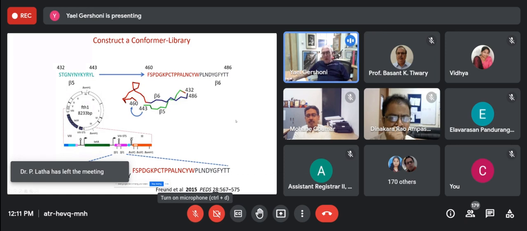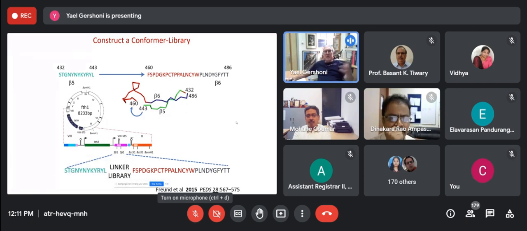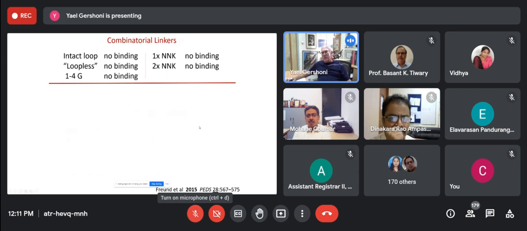And so here we use a combinatorial approach. We basically synthesized a whole bunch of linkers. Initially, we tried to guess. So this is the intact loop that I mentioned previously. It does not bind, neither the antibodies or the receptor. If we simply connect it without a linker, it doesn't bind.